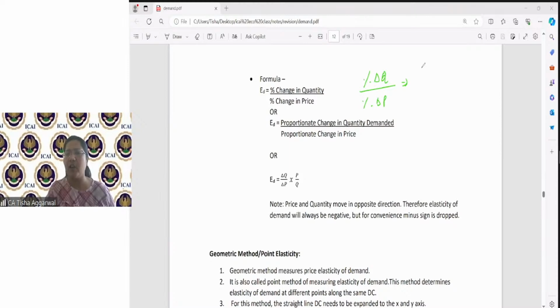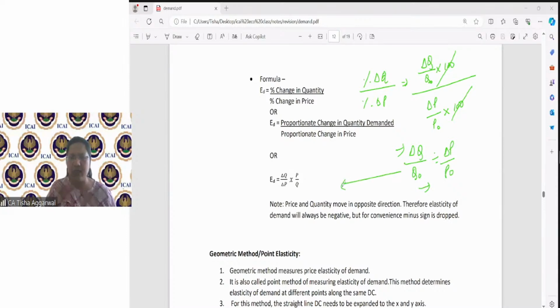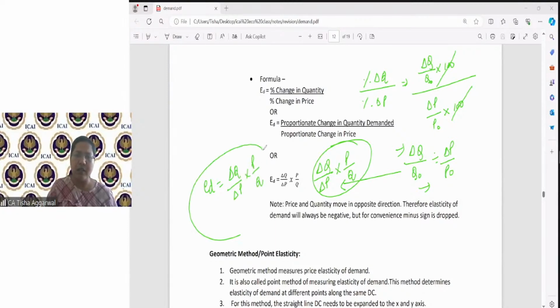Now, if I derive this formula, it will be delta Q upon original Q into 100 upon delta P upon original P into 100. Can I derive it like this? Delta Q upon original Q divided by delta P upon original P. Can I make it this way? This way, delta Q upon delta P into original P upon original Q. So when I talk about ED, that is nothing but delta Q upon delta P into P by Q. This is how the formula is derived.